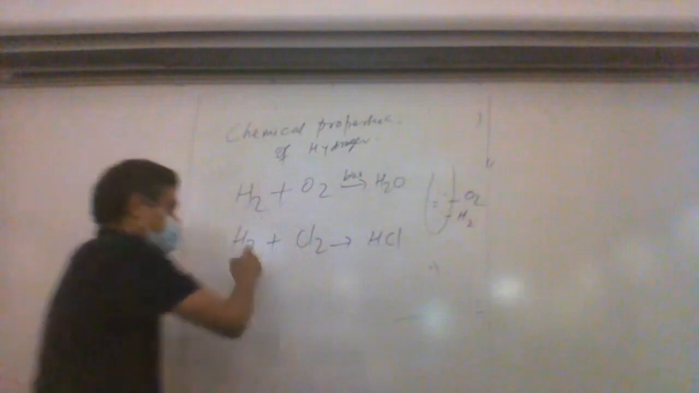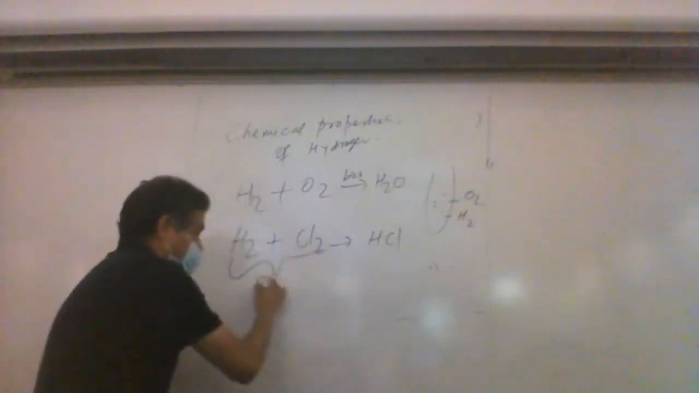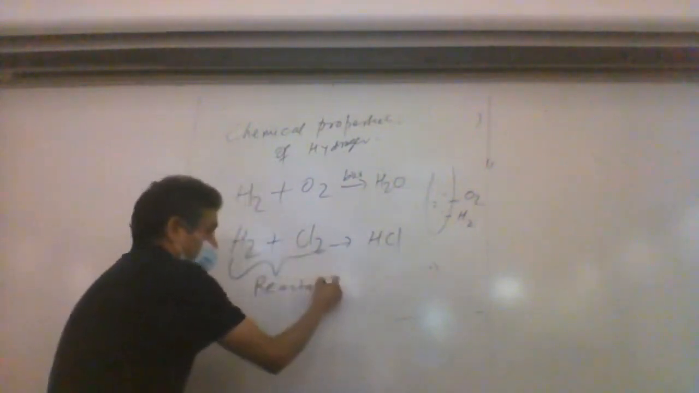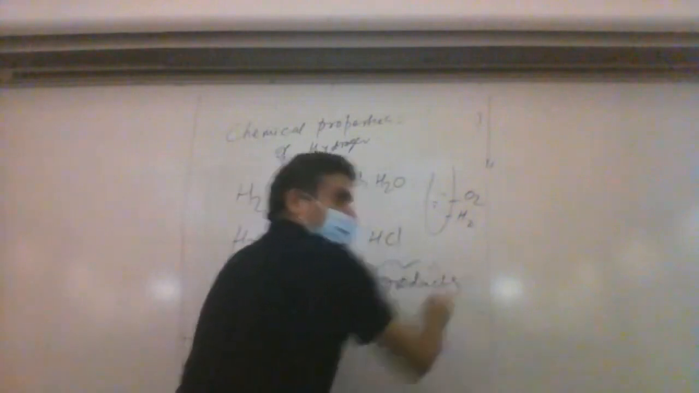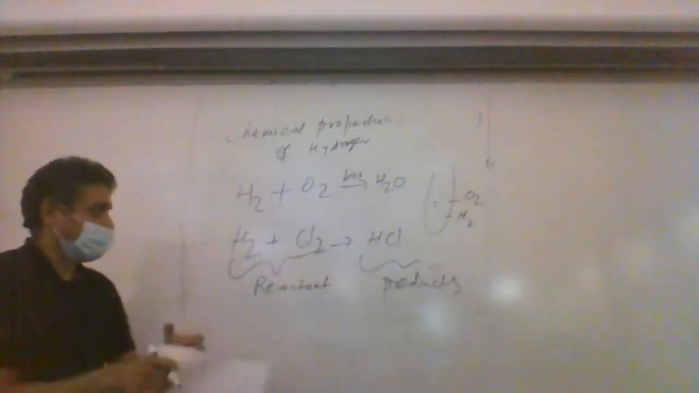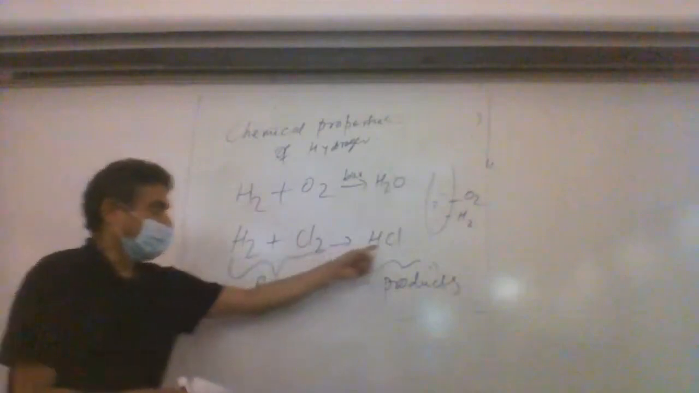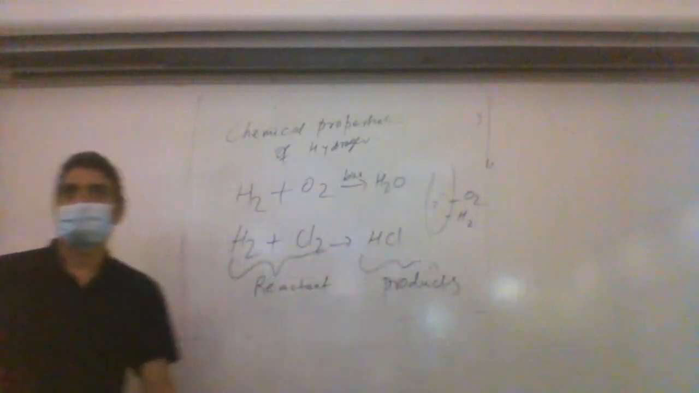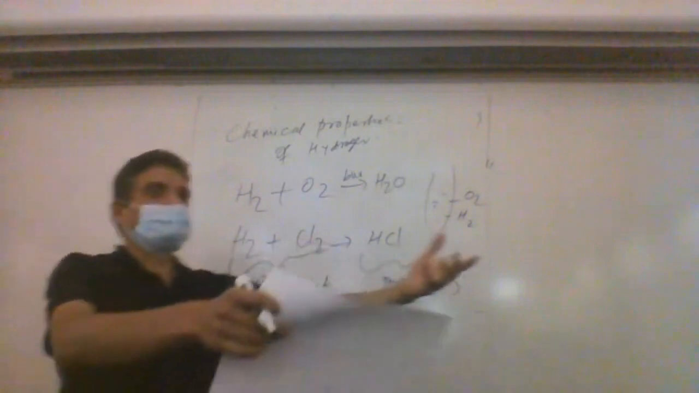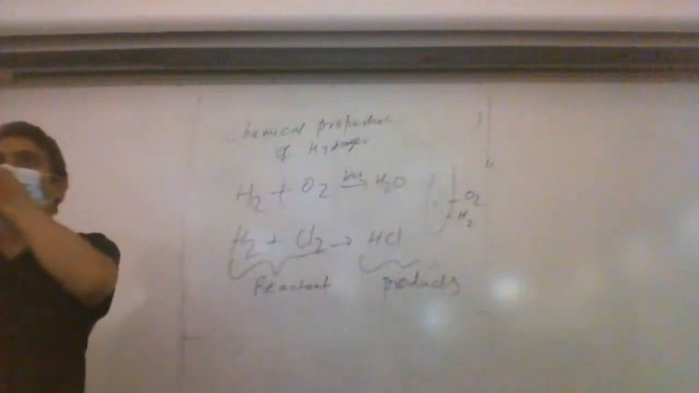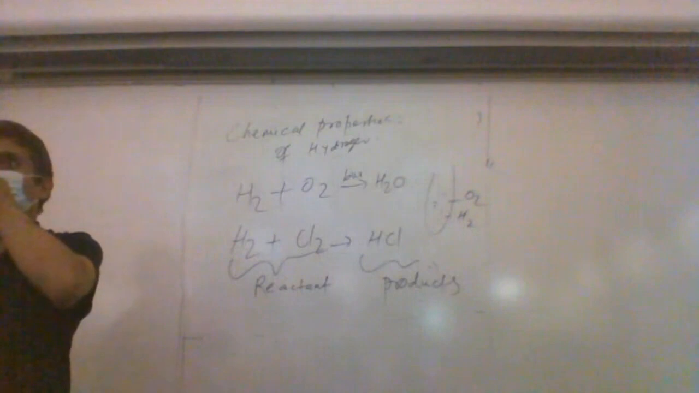Now these things on the left side we call reactants. On the right side we call products. You see that? So this and this react together and then they give this thing. So the left side is called reactant, what is mixed together, and from that mixing, whatever is formed is called the product. Make sense? Good.